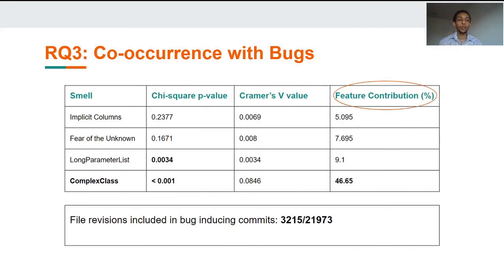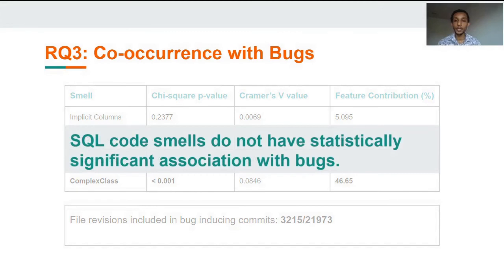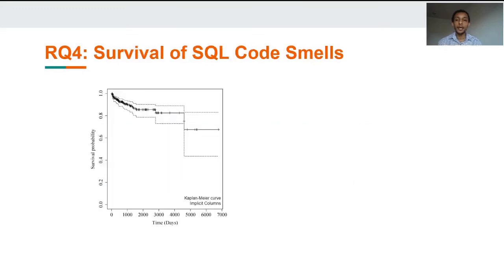We also ran feature contribution based on a random forest model, and we found that again the traditional code smells are more associated with bugs compared to SQL code smells. To study those, we use file versions that are mentioned in bug-inducing commits, which are 3,000 out of 21,000 that are not mentioned in those commits. So you can see that SQL code smells do not have a statistically significant association with bugs.